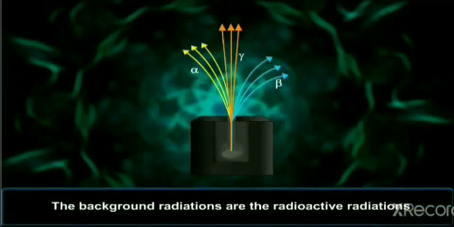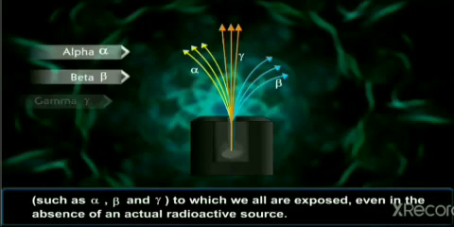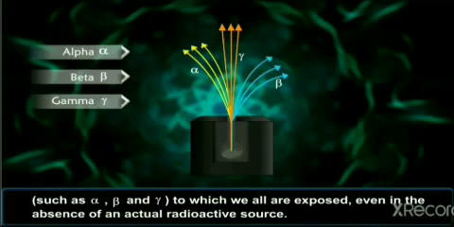Background radiations. The background radiations are the radioactive radiations such as alpha, beta, and gamma to which we are all exposed even in the absence of an actual radioactive source. Sources.